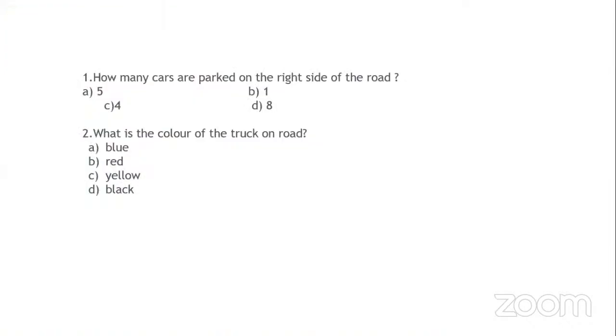And here are your two questions. First one tells how many cars are parked on the right side of the road. And second one is what is the color of the truck on the road? Options for first question is 5, 1s, 4, and 8. And second one, the options are blue, red, yellow, and black.